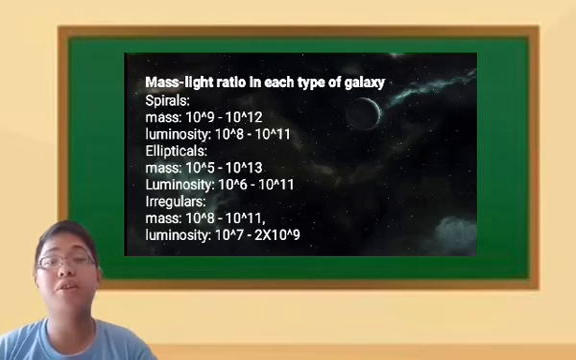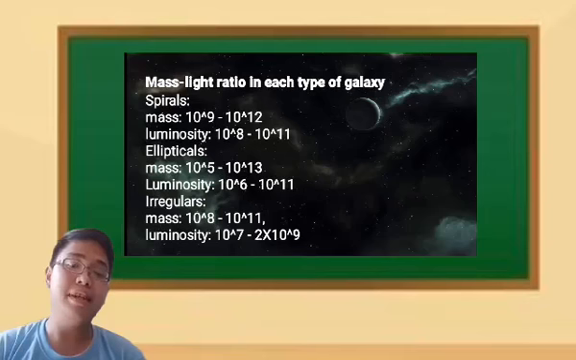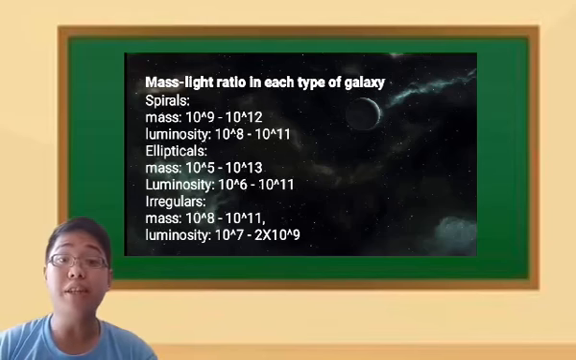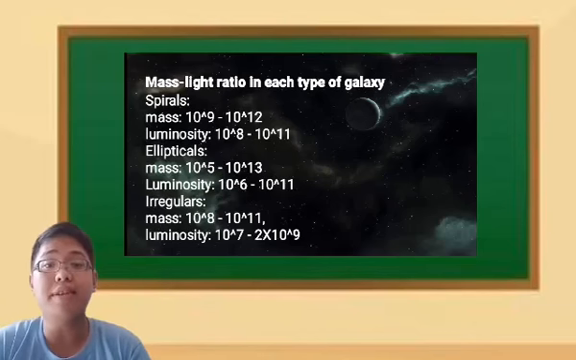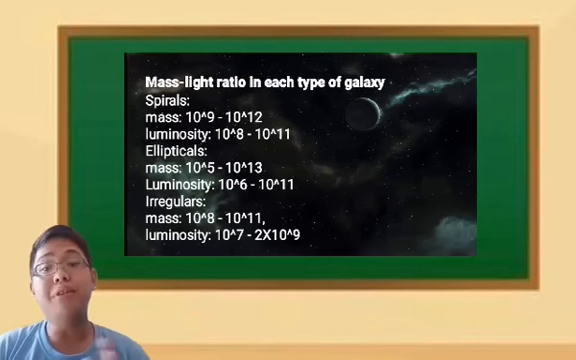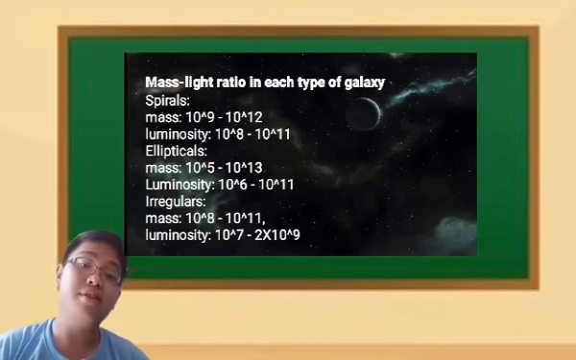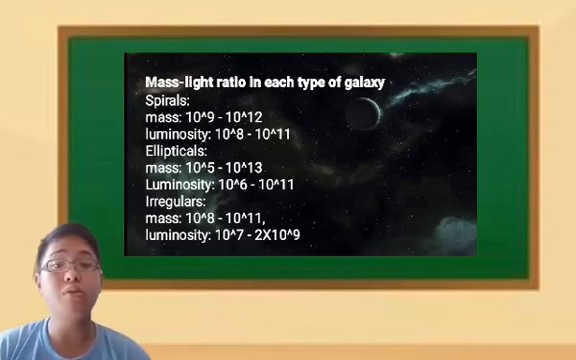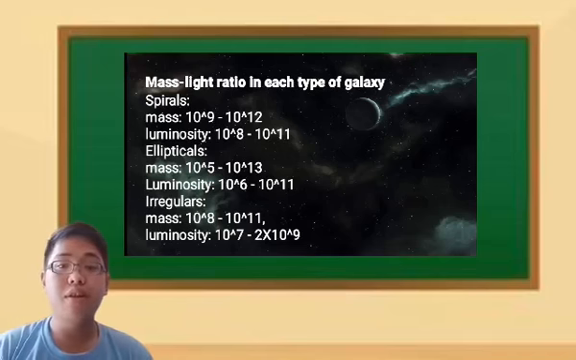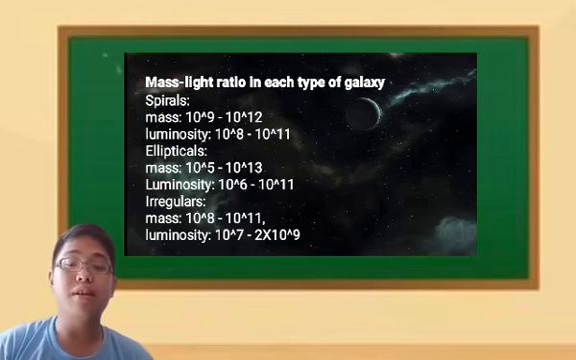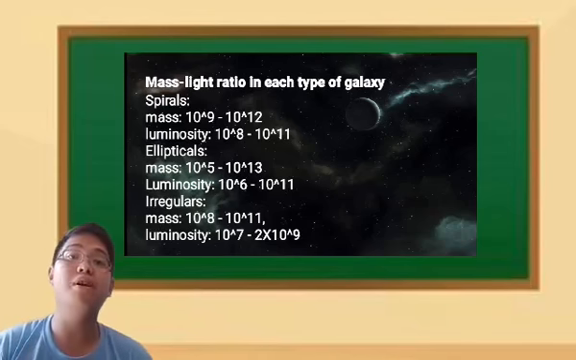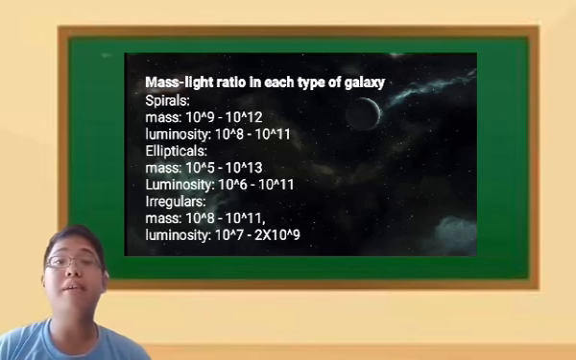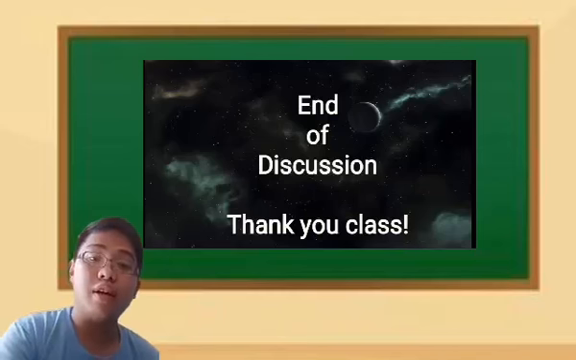And lastly, we have the irregular galaxies. Their mass is 10^8 to 10^11, almost the same as the mass of the spiral galaxy. The luminosity of these irregular galaxies ranges from 10^7 to 2 times 10^9. So those are the different masses and luminosities, or brightness, of the different types of galaxies based on their composition.